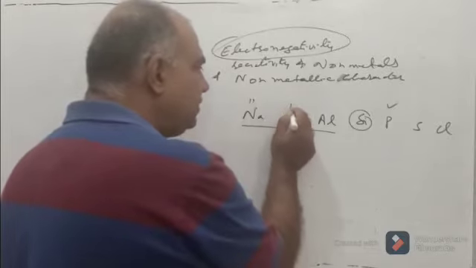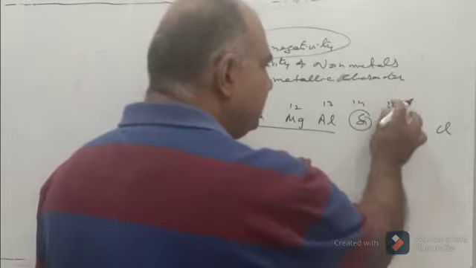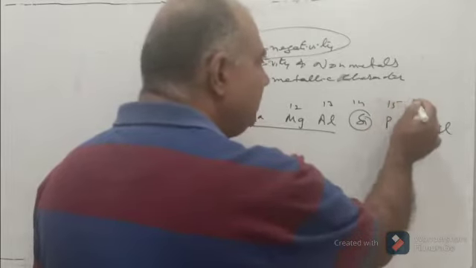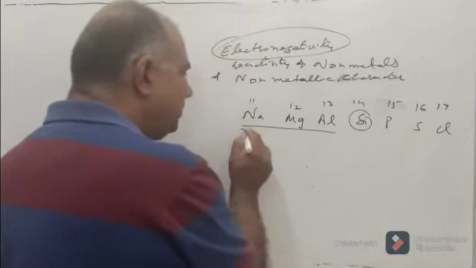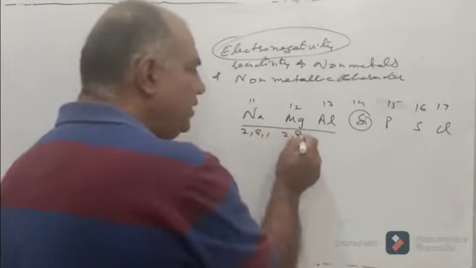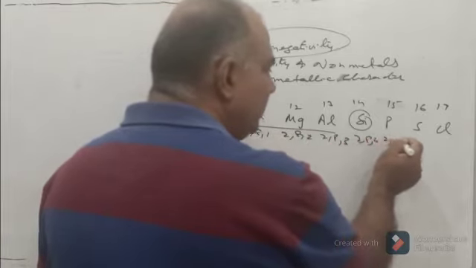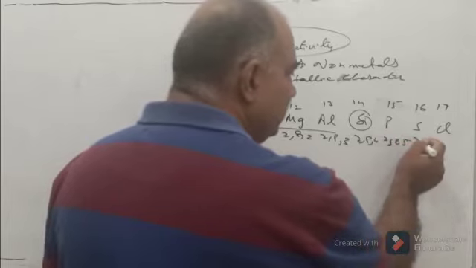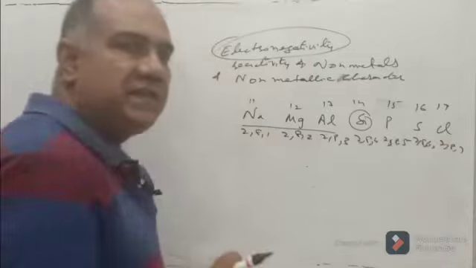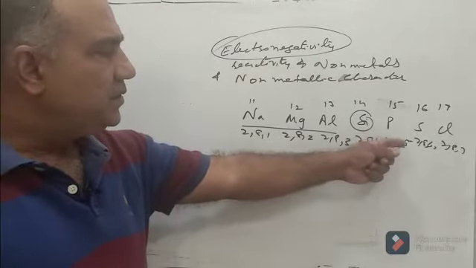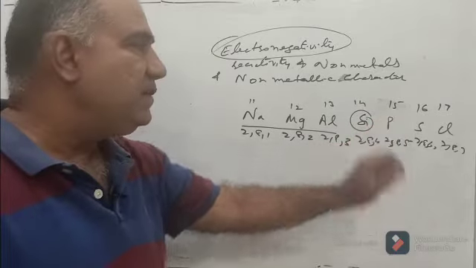Atomic number is 11, 12, 13, 14, and for this it is 15, 16 and 17. So the electronic configuration is 2,8,1; 2,8,2; 2,8,3; 2,8,4; 2,8,5; 2,8,6 and 2,8,7. In order to complete its octet, phosphorus needs to gain 3 electrons, and the number of protons present in the nucleus is 15.